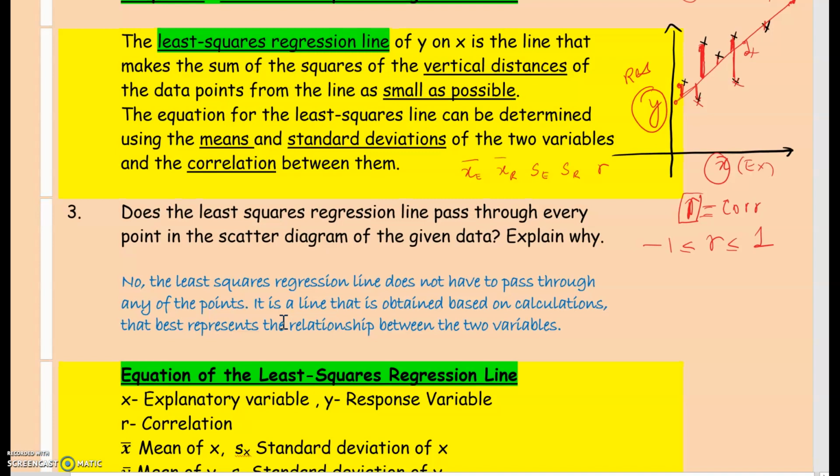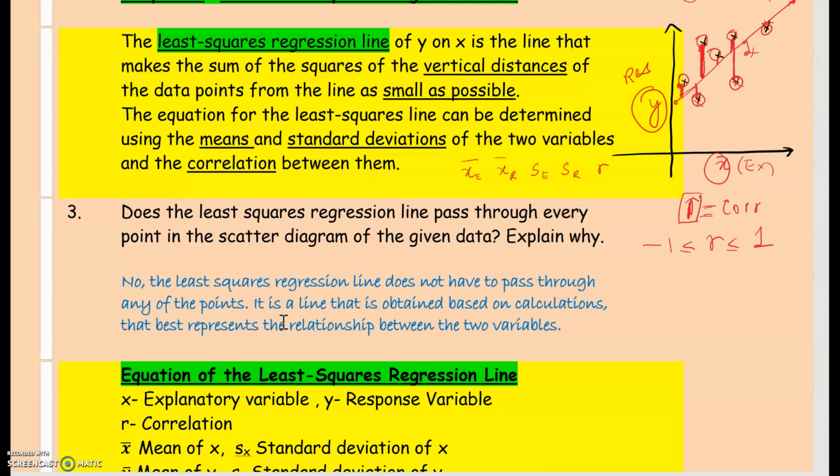Now remember that the regression line is a line that best fits the data set, and it doesn't have to pass through any of the data points. So when I say data points, these are real world data or observed values, or the observations from our study or experiment, and the line doesn't have to pass through any of these points.